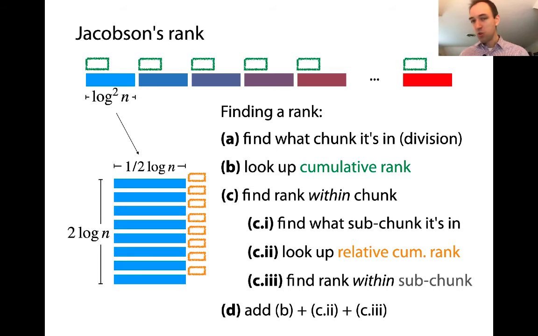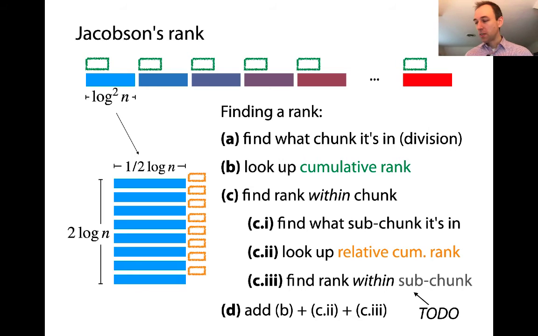So now we have two pieces of the puzzle, but there's a final piece of the puzzle, which is we need to know what our offset is within the subchunk. Okay, so now we need to find the rank within the subchunk. That's to do. So now the final piece of the puzzle: we have the cumulative rank up to the chunk, the relative cumulative rank up to the subchunk. Now we need to do the work within the subchunk to figure out the relative rank within the subchunk.